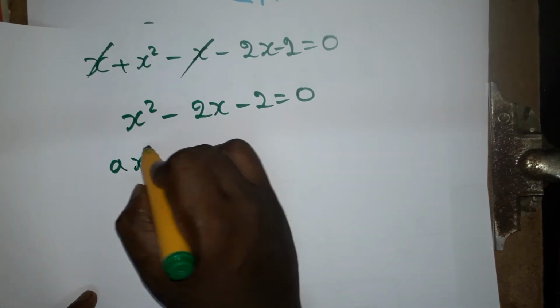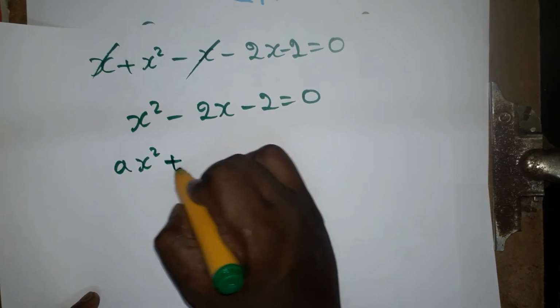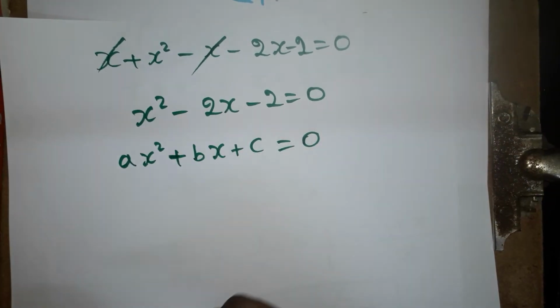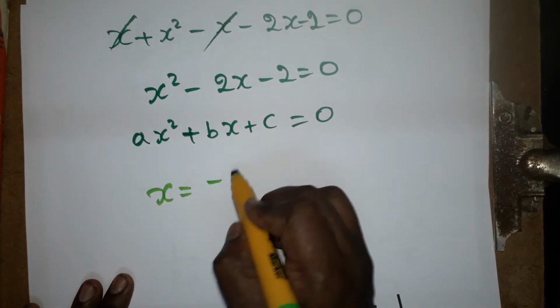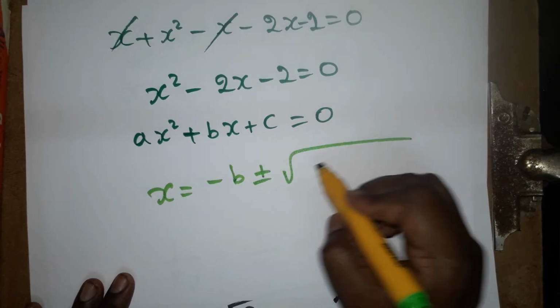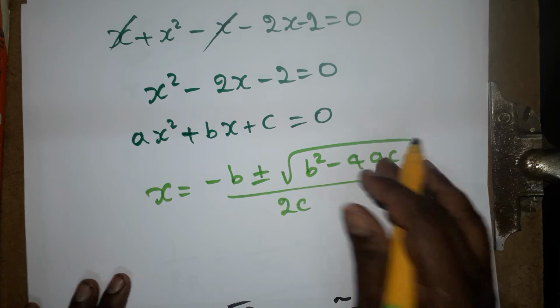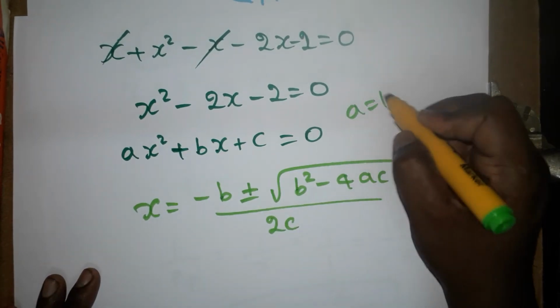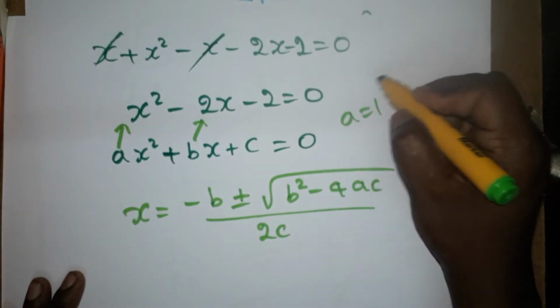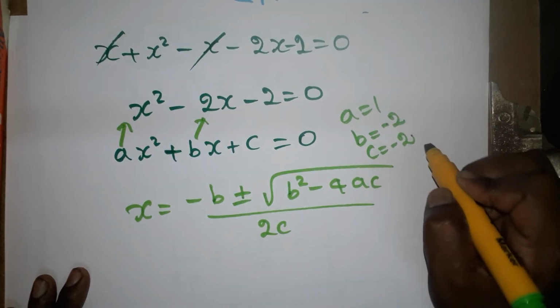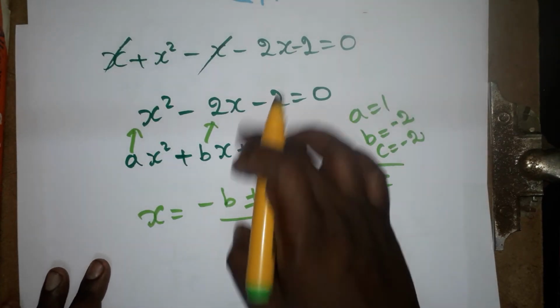Same pattern, ax square plus bx plus c is equal to 0. We have an algebraic formula, so for this we can use this formula. x is equal to minus b plus or minus root of b square minus 4ac, divided by 2a. Here a is equal to 1, b is equal to minus 2 and c is equal to minus 2. We have the comparison of the equation.